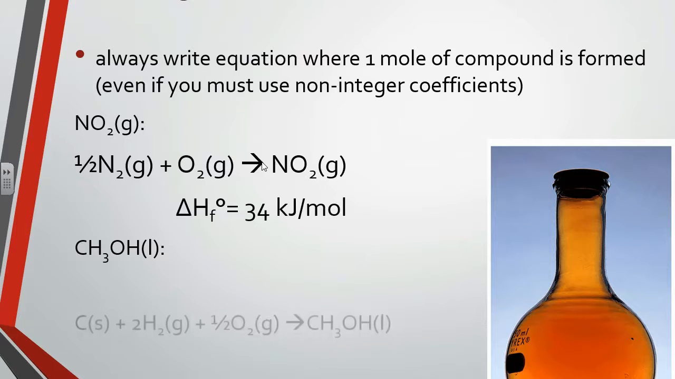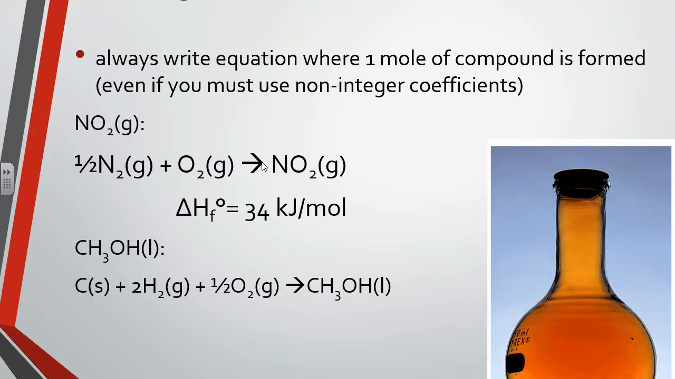If I were looking at methanol, and I'd want to see what the formation is. Again, in a normal balanced equation, this might have a 2 in front of it, but I can't leave a 2 in front of it because my value, which is my enthalpy of formation, is only for 1 mole, so I have to divide everything by 2.